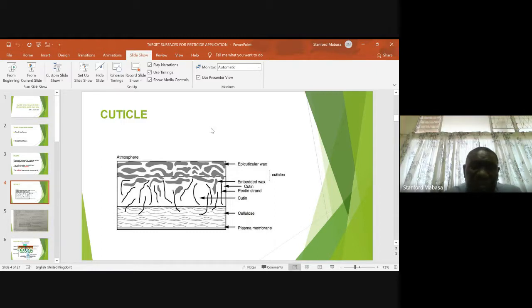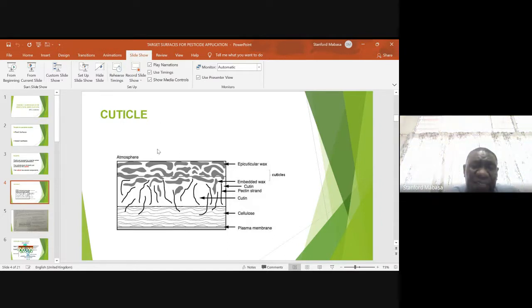Let's suppose we apply a pesticide. It has to pass through this cuticular layer so that it can reach the cells where it can disturb. For your information, some of the pesticides will end at the cuticle. They are not going to pass through it. Then we will have a selective killing.